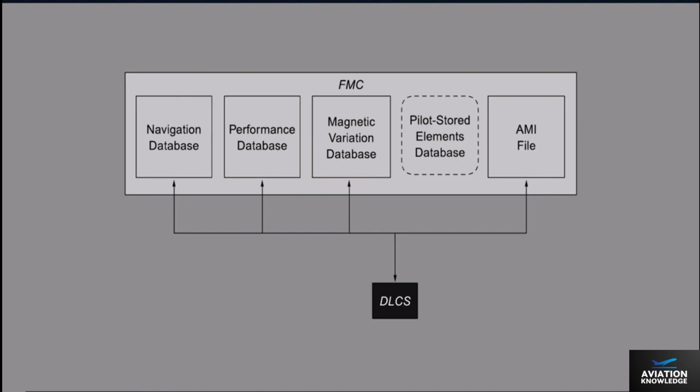Each flight management computer has 4 databases. These are the Navigation Database, Performance Database, Magnetic Variation Database, and the Pilot Stored Elements Database. Some flight management system data can be customized by using the Airline Modifiable Information, AMI, file.